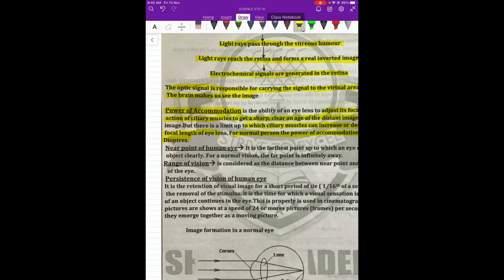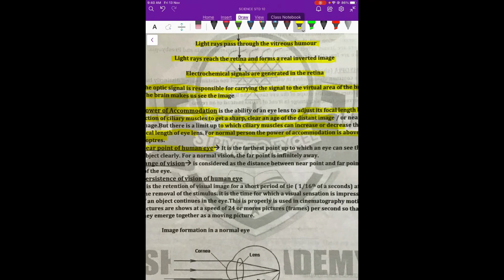After the age of 40, the power of accommodation decreases and you have to use a bifocal lens. So both near and far objects cannot be seen clearly. Now there are two other things which we should know. What is the near point of a human eye?